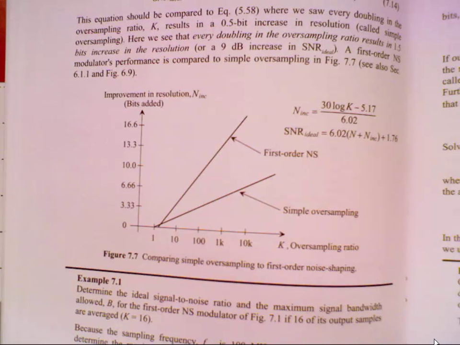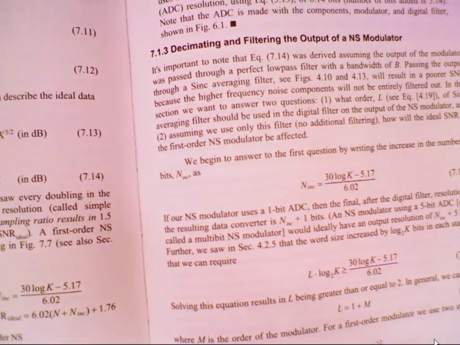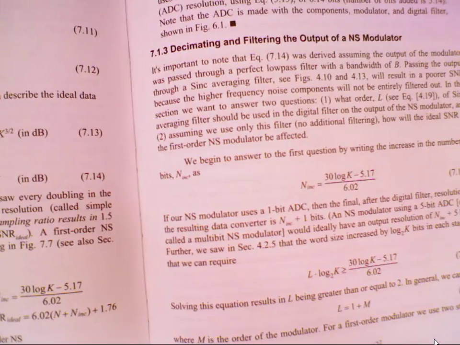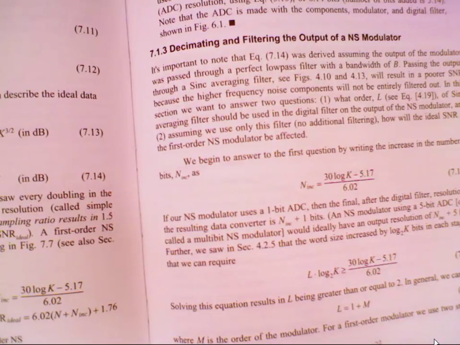Okay, so let's talk about decimating the output of the noise shaping modulator. You might think, doesn't it take a long time? Well, because of the time constants involved in flash, it takes microseconds anyway. So if you're running at 100 megahertz, you have plenty of time to do delta sigma. You don't have a problem with that.